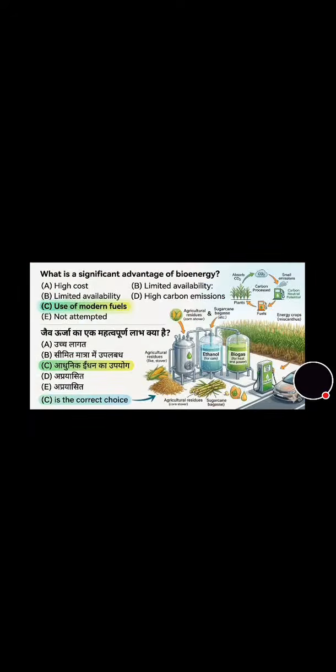What is a significant advantage of bioenergy? And its correct answer is option C, that is use of modern fuels. Now we will move towards the next question, that is very important question and question of the day. What is the primary purpose of jumpers in electrical connections? Its correct answer is option C, to make continuity of a circuits across the poles and towers. Now move towards the next question.